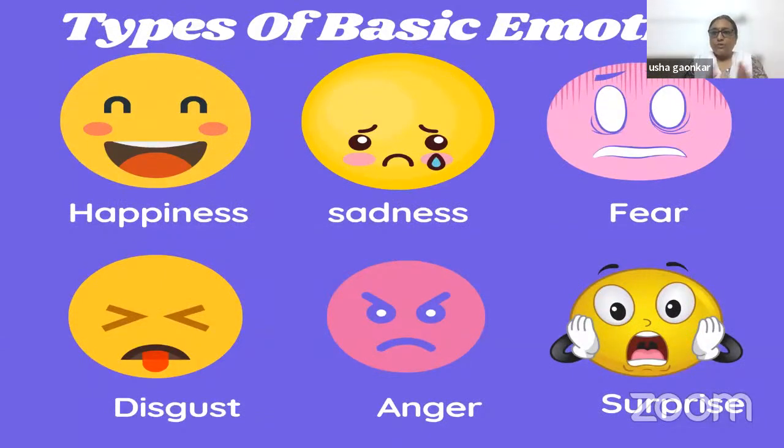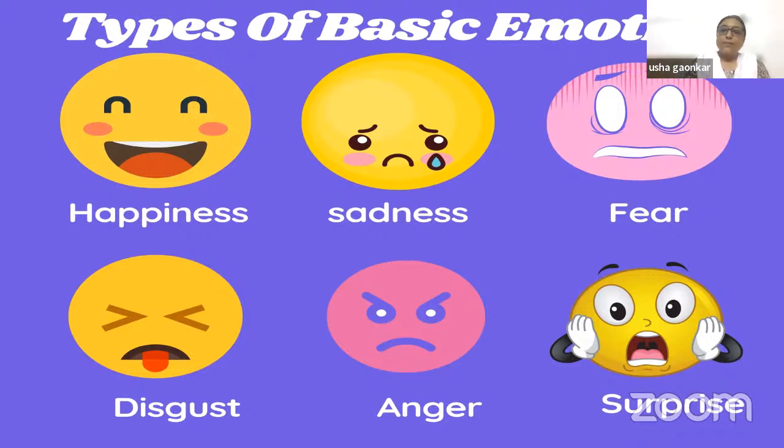Okay, so these are the primary emotions. Now when I asked you in the chat what are the basic emotions that all of us feel, it was happiness, anger, fear, sadness. Now there are six primary emotions, six or eight. So I'm just showing you six out of that: happiness, sadness, fear, disgust, anger, and surprise. Now, why do we call these primary emotions? Because they are the key emotions, and other emotions are a combination of these.